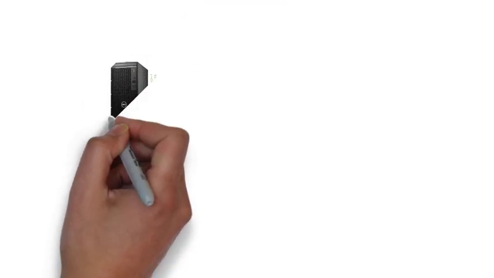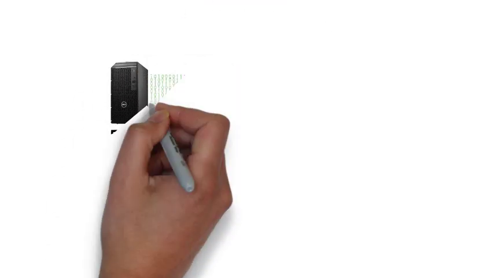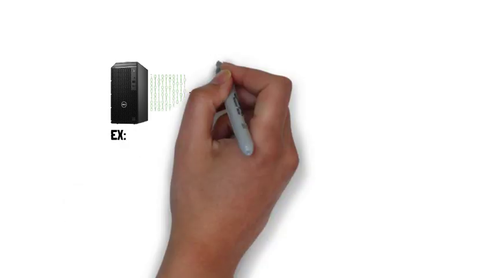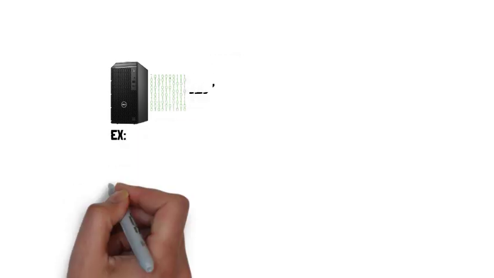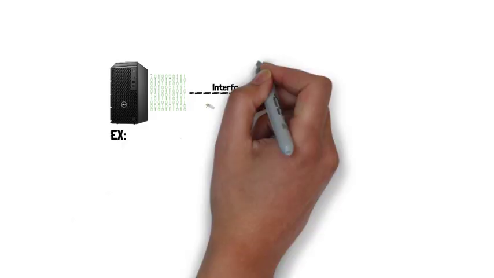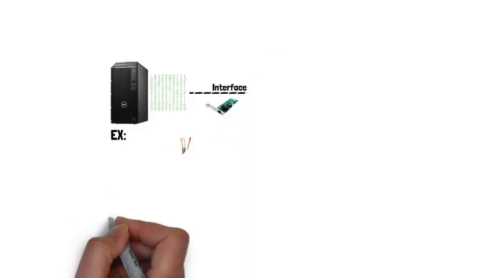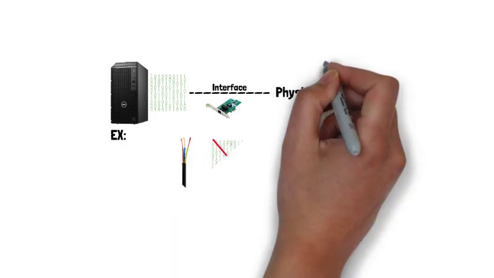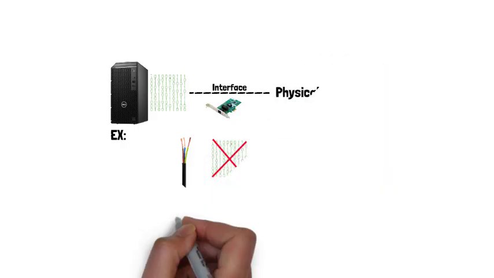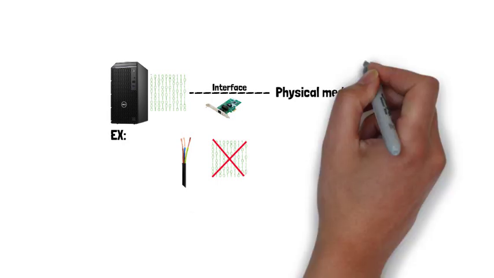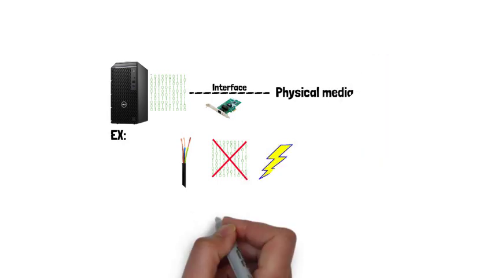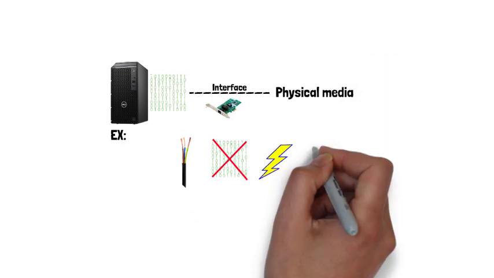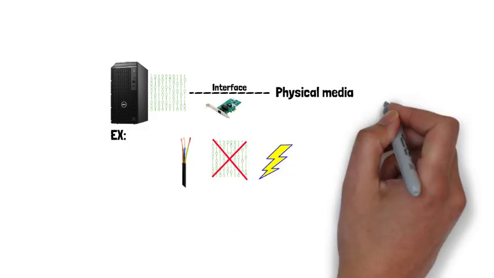The third component we have is the network interface, and it is very important. We said that a computer understands 0 or 1. This is called the binary system. The interface gets this data and converts it into something that the physical media can understand. For example, if our physical media is a copper cable, of course it cannot understand 0 or 1, but it can understand electric current.